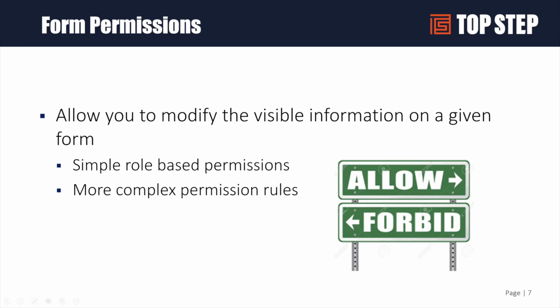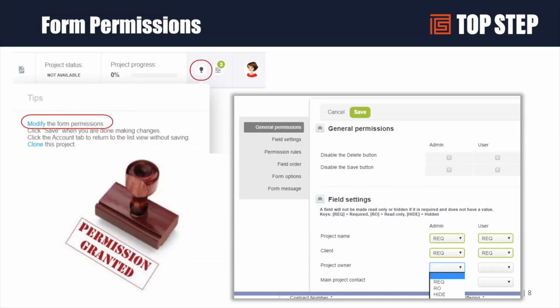Inside of OpenAir, as you all will be aware, there's modify form permissions on all the different forms. There's also a customization link within the global settings. This is where you can go in field by field and decide: is something required? Is it read-only, or do we hide it? So this is the most basic of form permissions that OpenAir gives you.